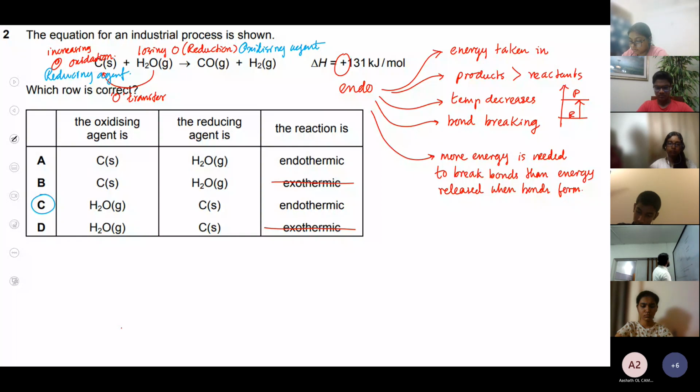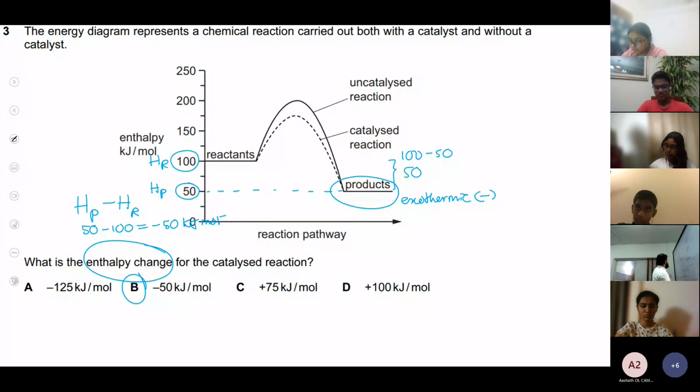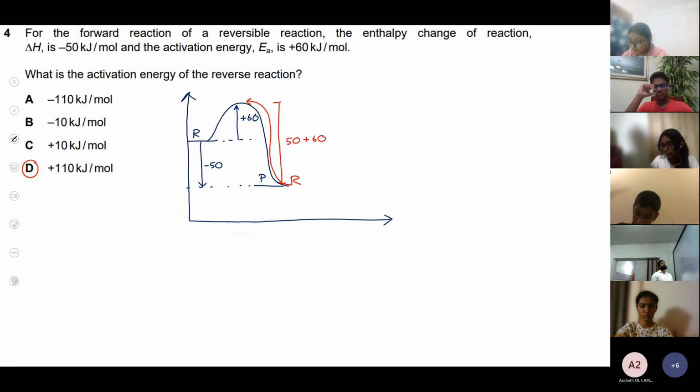The answer is C. And enthalpy change should be calculated by subtracting the energy of reactants from the energy of products. Exothermic, therefore, the sign is minus 50. The answer is B. Finally, we came to this. That's 110 total. Just recorded for those who didn't attend.